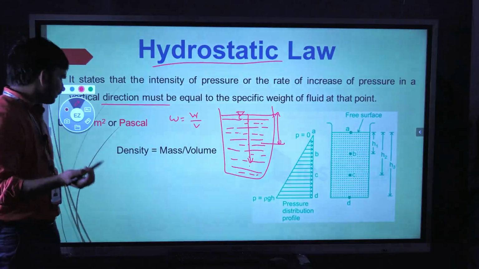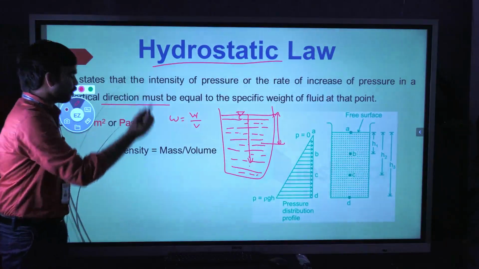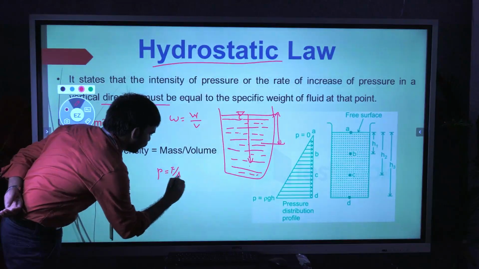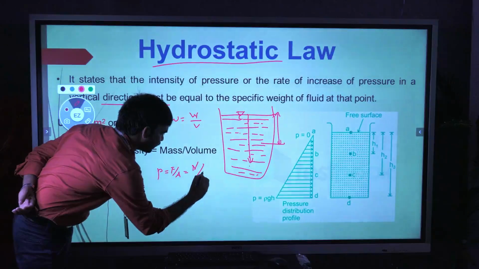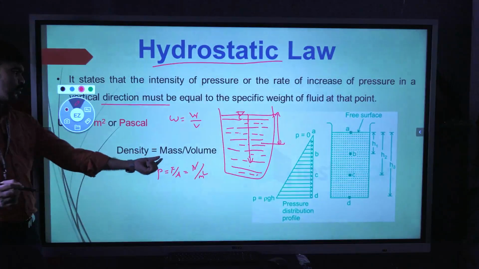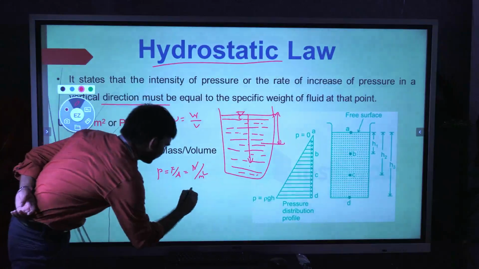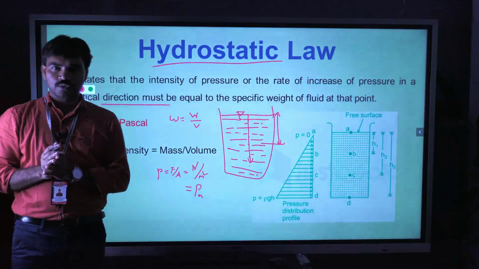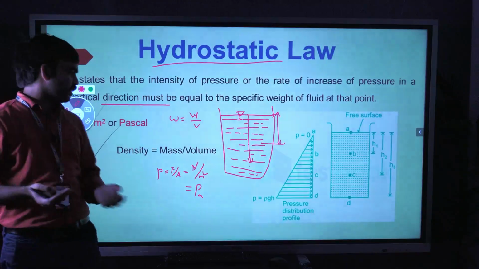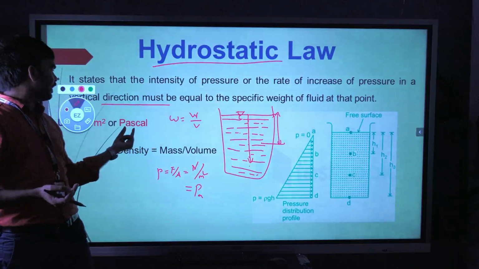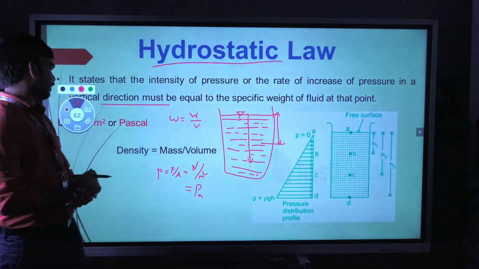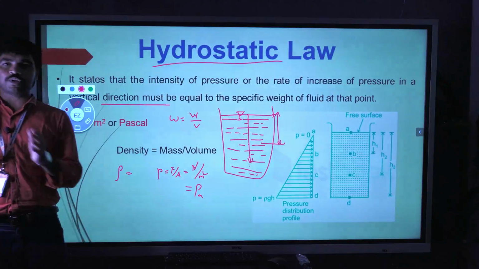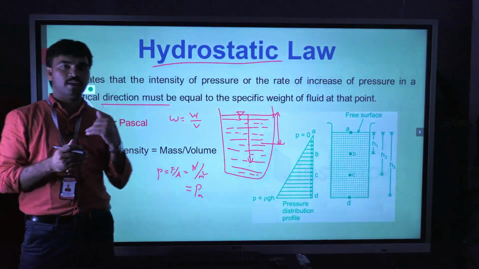For example, if I want to measure the pressure here, it depends upon how much specific weight we have at this point. Pressure means force per unit area, that we know, right? Force units are Newton and area is meter square. So that is Newton per meter square, which is nothing but Pascal, represented as Pa. Pascal is nothing but Newton per meter square, right? We all know that density is one of the important fluid properties which we already discussed in the previous lectures.